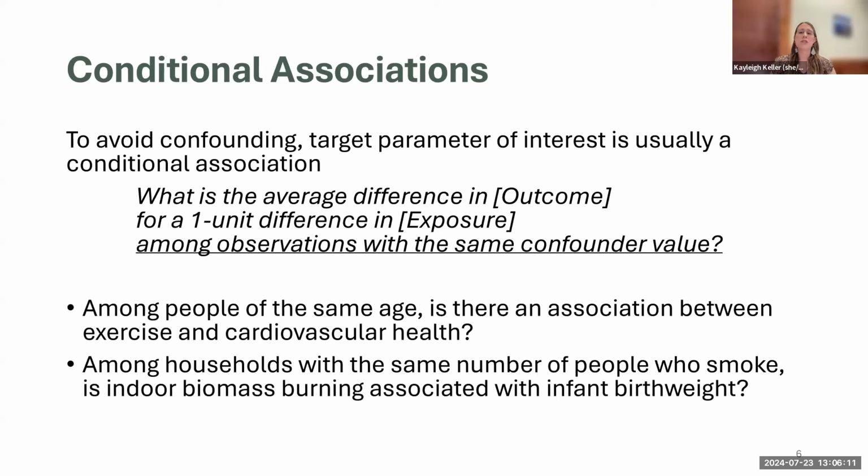In the context of those two examples I just gave, we could say, among people of the same age, is there an association between exercise and cardiovascular health? Or among households with the same number of people who smoke, is indoor biomass burning associated with infant birth weight? So we're conditioning on people of the same age or households with the same number of people who smoke. That's how we can adjust for this confounding in our analyses to try to get the answer that we want.